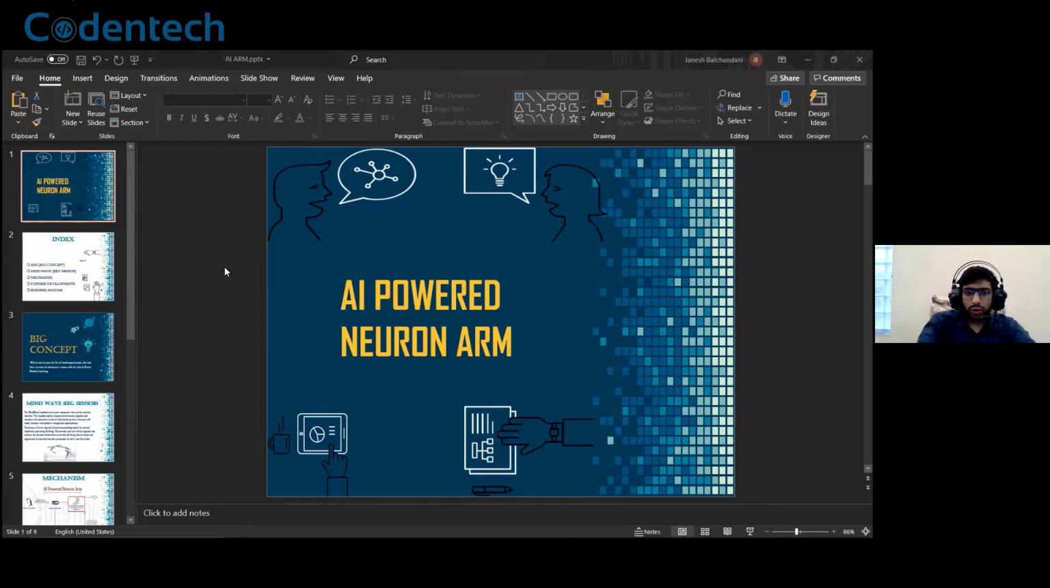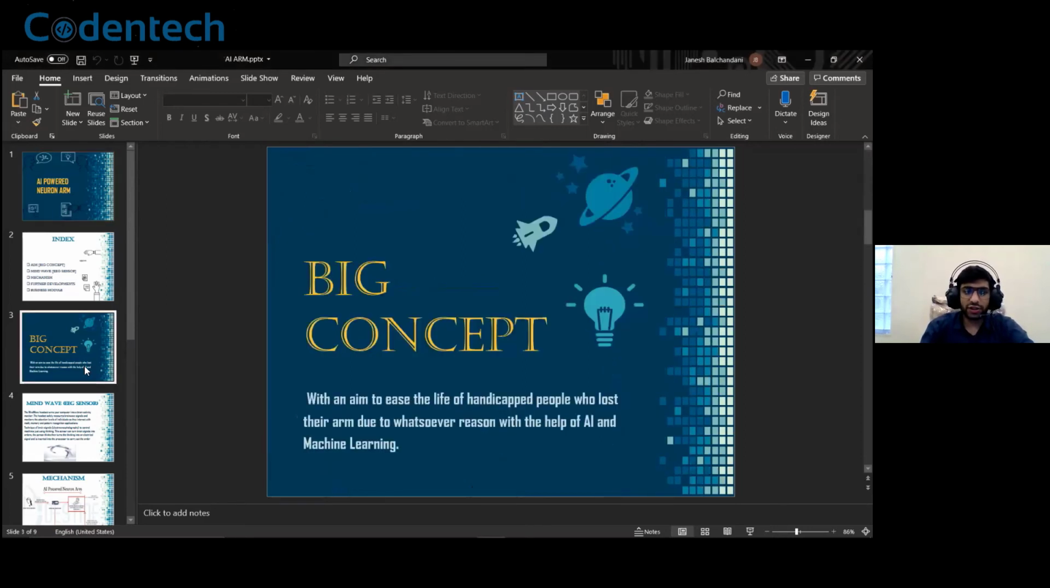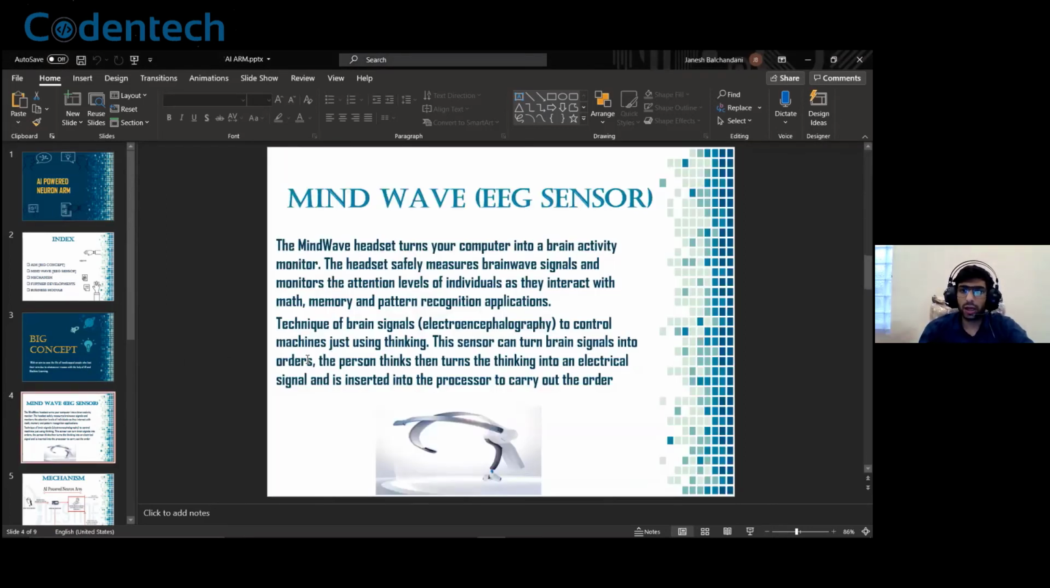Talking about how AI and ML are being worked upon in commercial and large-scale projects, as I have worked on some of them, I am now sharing one of my personal projects that I worked on with MNIT Jaipur. I have built an AI-powered neuro arm for disabled people or those who lost their hands. Let's understand how it is different from the robotic hands available in the market.